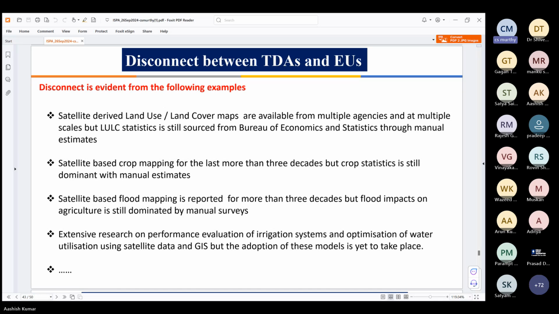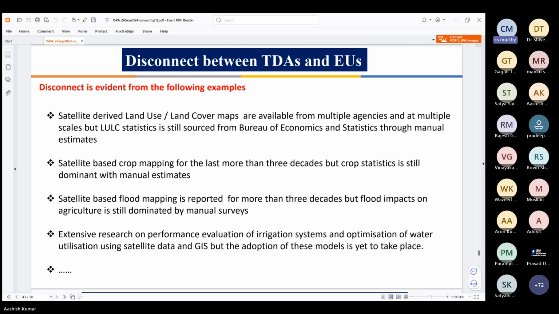Another important case, which is globally also reported, is the irrigation system performance assessment using various kinds of optimization techniques. This research is extensively reported, but nobody is practicing this optimization of water utilization. Although the research has been reported for 30 years, this is the global experience too.